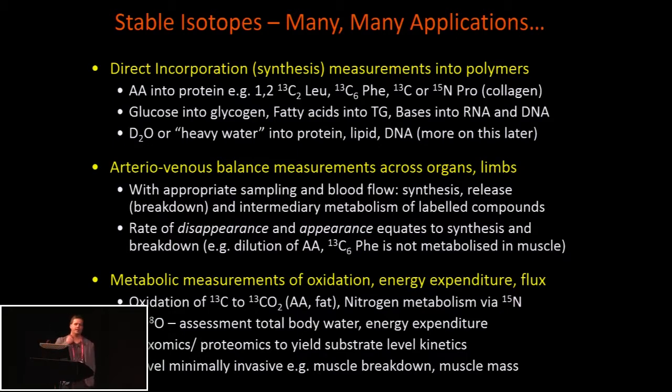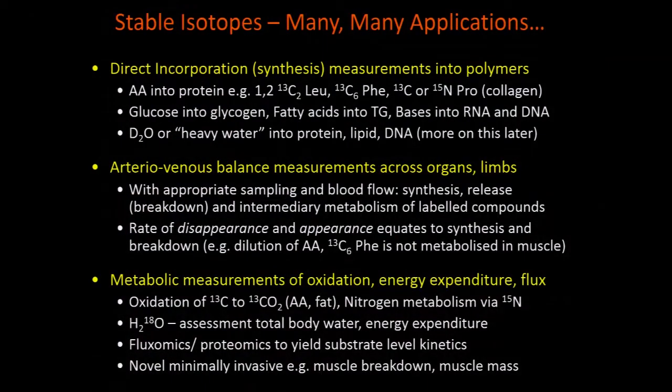What you can also do, and again, which is common in the literature and has been used in lots of exercise studies, is with appropriate sampling and blood flow, measure arteriovenous balance. People may have come across this, for example, looking at arteriovenous sampling and measuring glucose in the artery and the vein, and therefore being able to look at the AV difference in glucose as a proxy, for example, for glucose uptake across a limb.